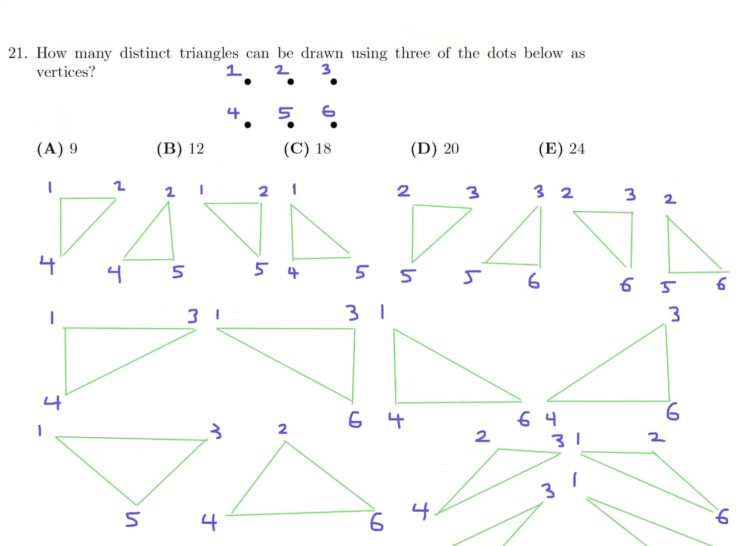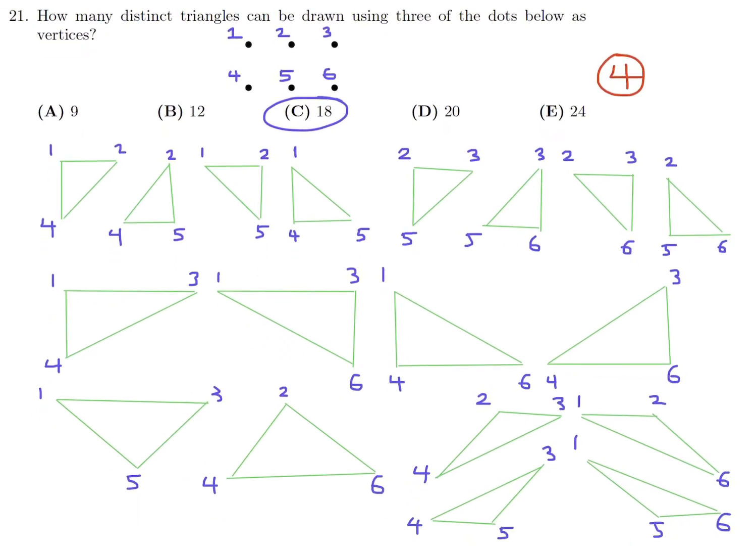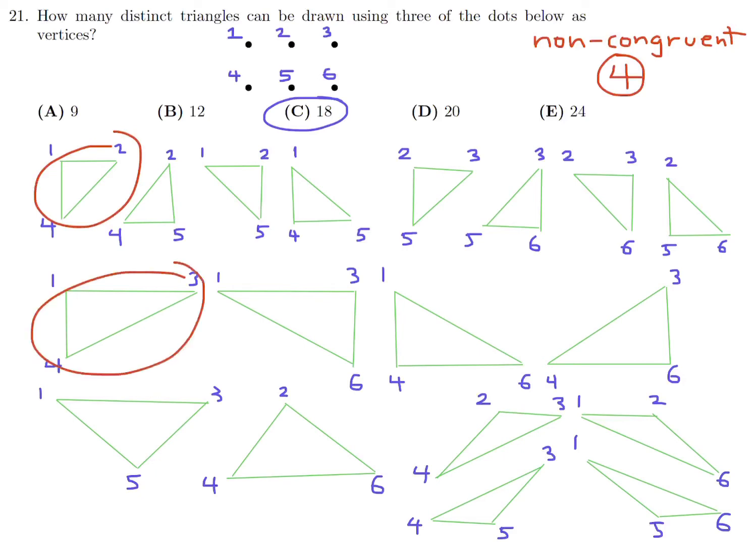18 of them. So for question 21, the answer is C, and only 4 of these are non-congruent. Which 4? Well, this one, this one, this one, and this one, because all the others are the same. So just understand the difference between distinct, non-congruent, and congruent. All right, here we go. Next question.